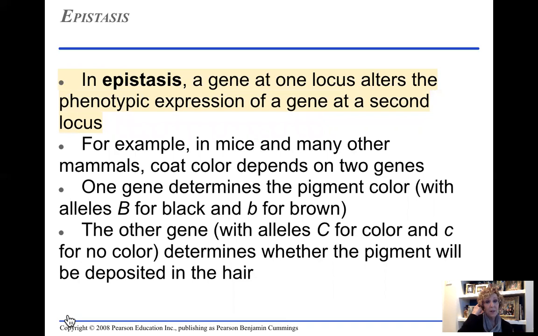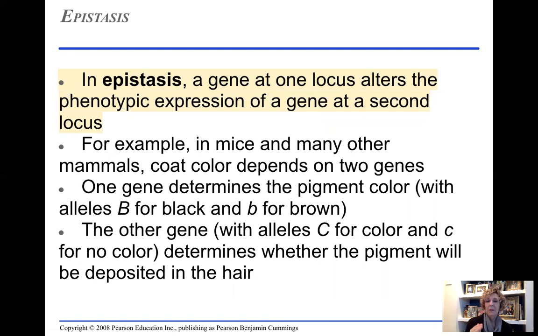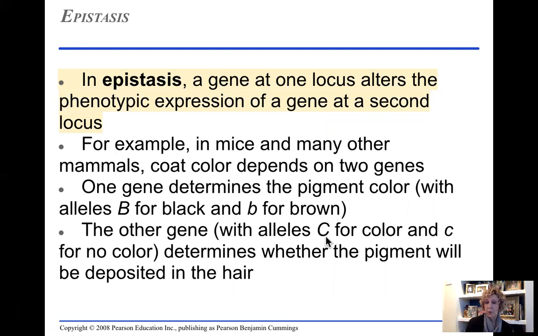that's going to affect the expression of another gene. And as I said, this is very common in mammals with coat color, right? So coat color in mice and some other mammals like dogs depends on two different genes. We have an allele for black and brown that we're going to use the Bs for. And then we have another gene that we say is allele C for color or no color that's going to determine if the pigment is going to be deposited or not.